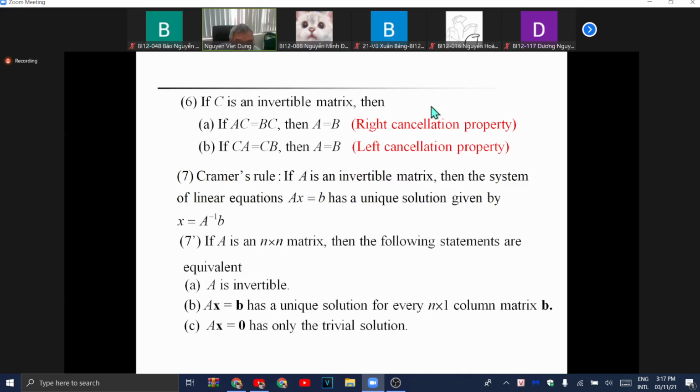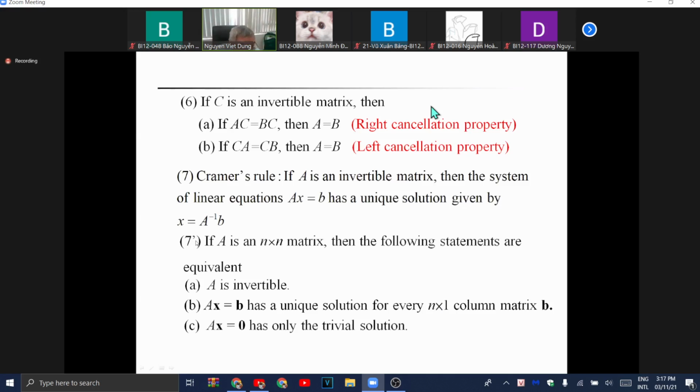That has named Cramer's rule. We are going to apply that today or maybe next week. That is some application for determinant. And for anything, we summarize in the following.